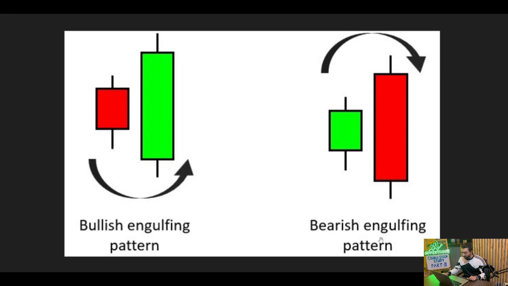Moving on to the second pattern, the bearish engulfing pattern, you can see there is a small bullish candle and a large, big bearish candle. The body of the bullish candle is entirely engulfed by the bearish one. So this bearish candle can eat the whole body of this bullish candle. This type of candlestick pattern is called a bearish engulfing pattern.